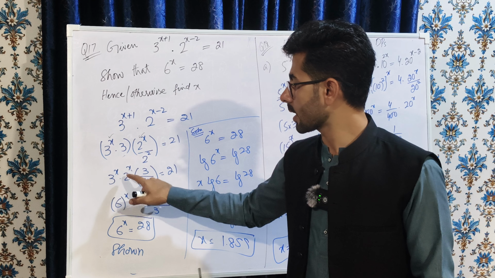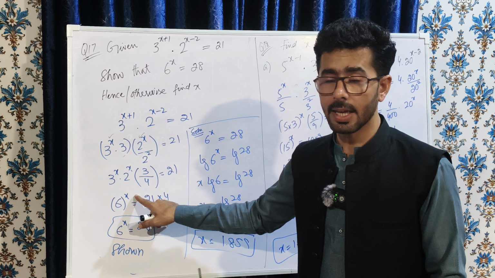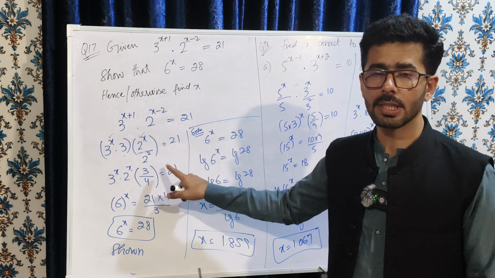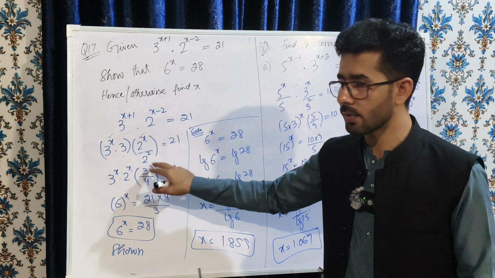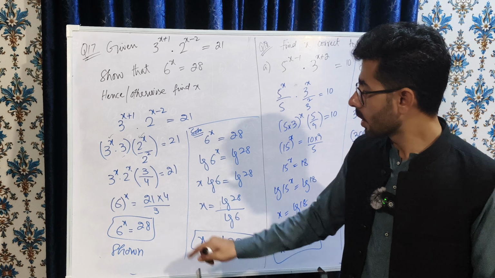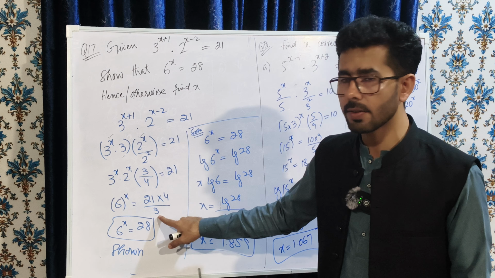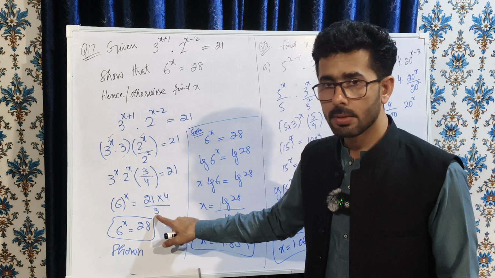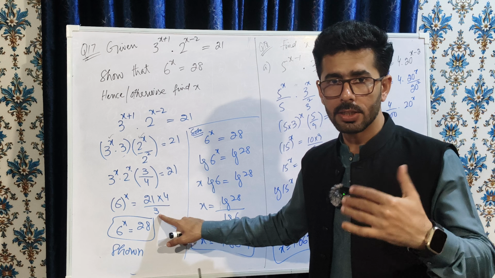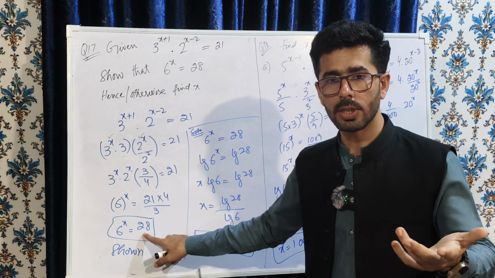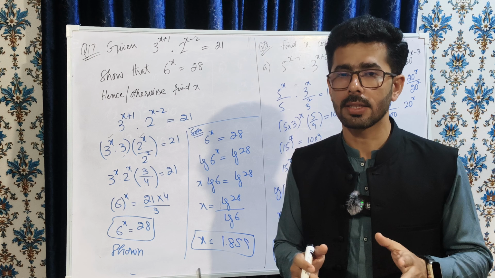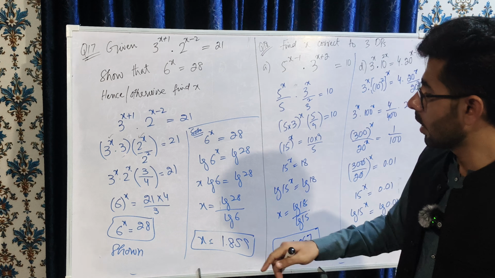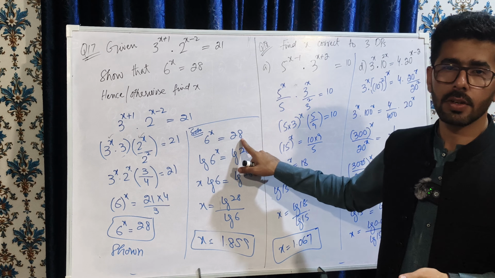Now 3 power x times 2 power x becomes 6 power x equals to, if I multiply 4 on both sides and divide 3 on both sides, I get rid of this constant term 3 by 4, so that gets multiplied and divided with 21 on the right hand side. 21 divided by 3 would be 7, 7 times 4 would be 28, so I got 6 power x equals to 28. I needed to show that, I did it. Now using this we can solve it for x.